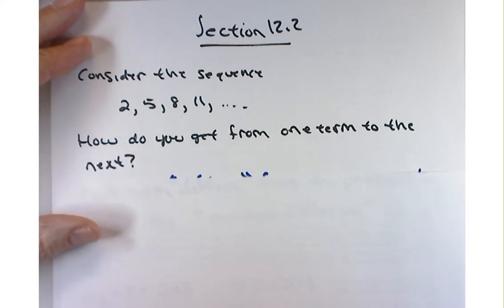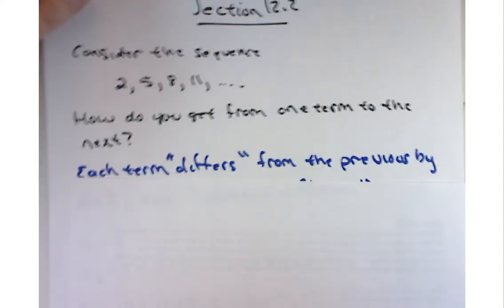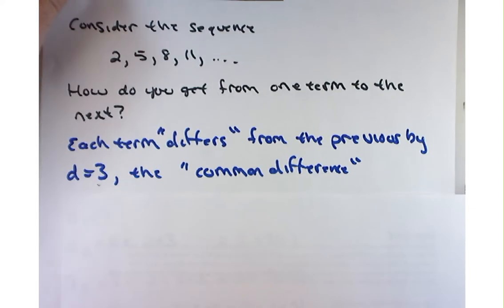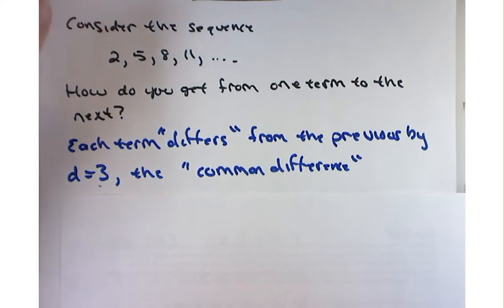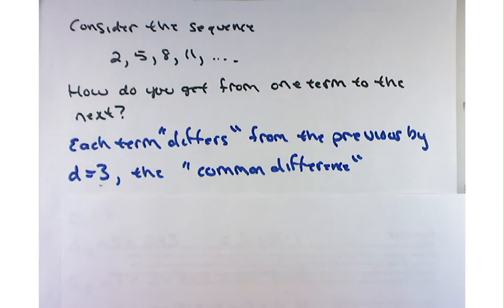Add 3. Now that 3 is the difference between each term, so a lot of times we call that the common difference. Now, if you play around with these terms and write them in different ways, it can lead you to an expression for the general term of this sequence, and then from there, we're going to generalize it to the general term of an arithmetic sequence.